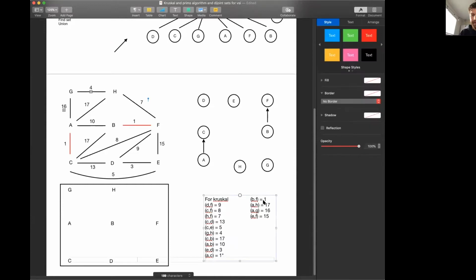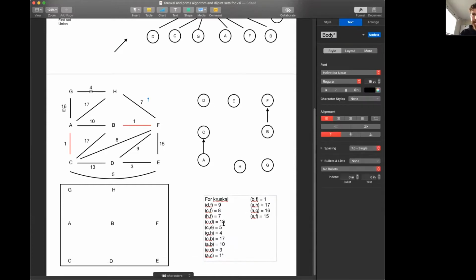All right, what's the edge that we need to process after? If I look at the weights, I will notice that the edge that I need to process after is ED.